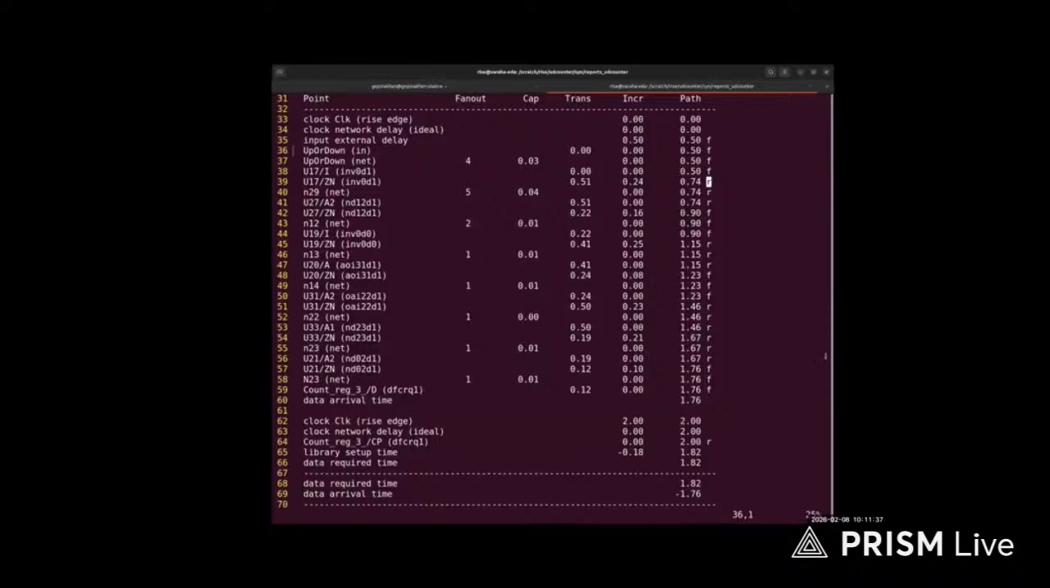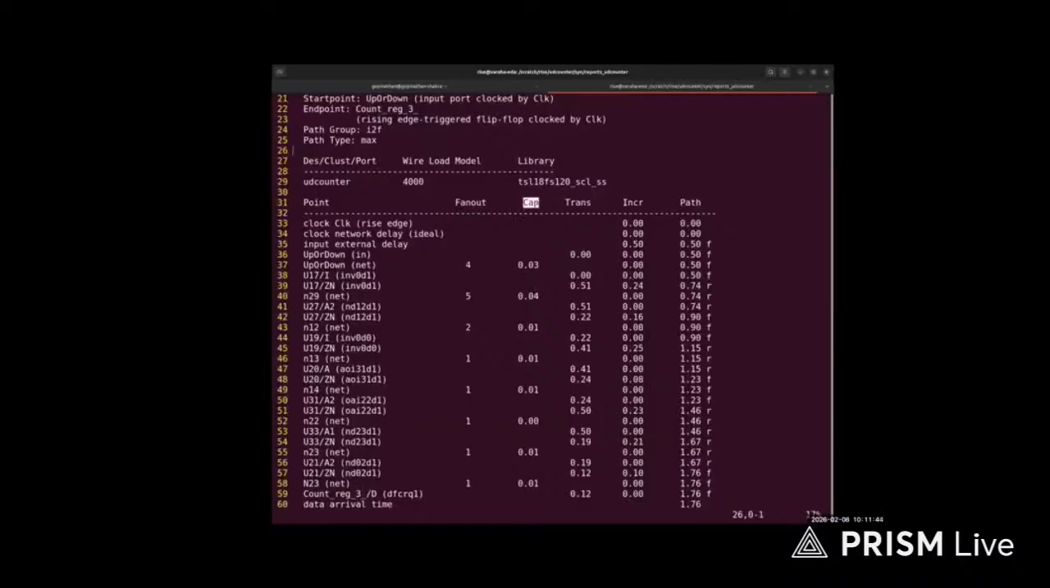You were asking about capacitance and resistance. Here in this timing report itself, you could see this cap. 0.03 microfarad is the capacitance for this particular net. That's what it is picking up. Using all these capacitance values, it will be able to tell you the total power required for this particular design, which we will also see.